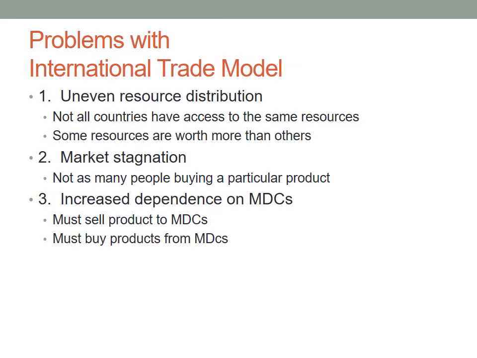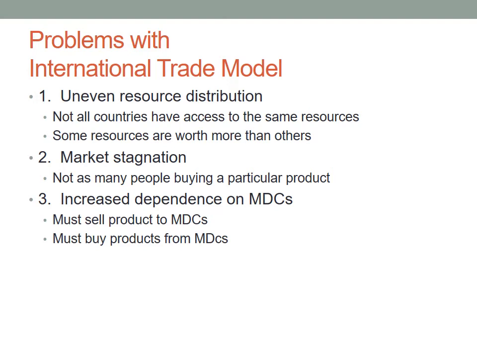First of all, there's an uneven resource distribution. For the international trade model to work, your country has to have what's called a comparative advantage over other countries. That means there's at least one thing in that country that they can produce cheaper or better than any other country. Also, even if they have that, it might not be a very valuable resource. So it's important, if you want to use international trade, that you have a comparative advantage in a resource that you can get a lot of money out of.